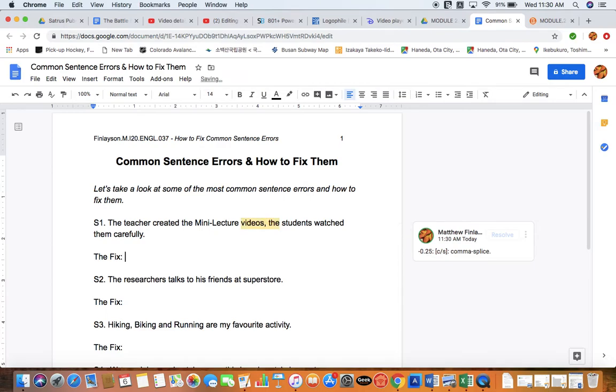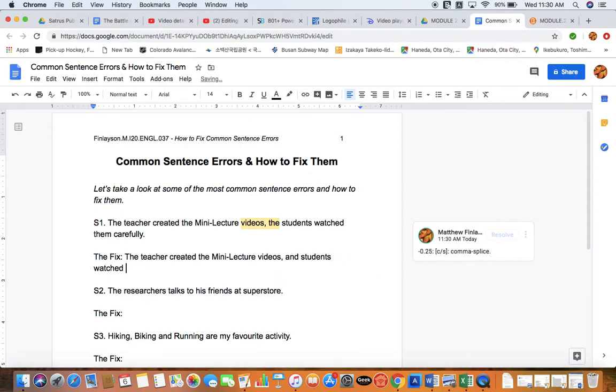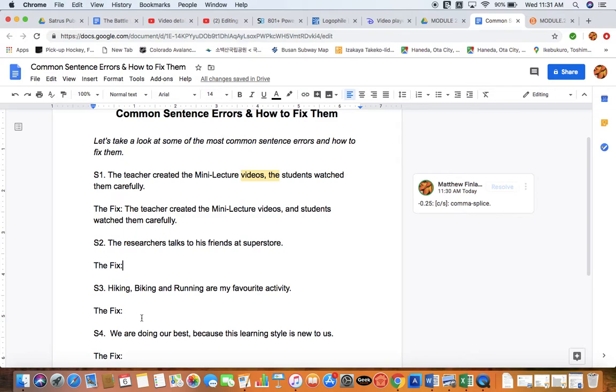So if we were to rewrite this, we could use one of our strategies. We could put a period and start a new sentence, or we could use fanboys, or finally, a semicolon would do the job. I like the fanboys option for this one. So that is a comma splice error. And remember, I just very quickly went over the three different methods we can use that are the most common methods to fix it.